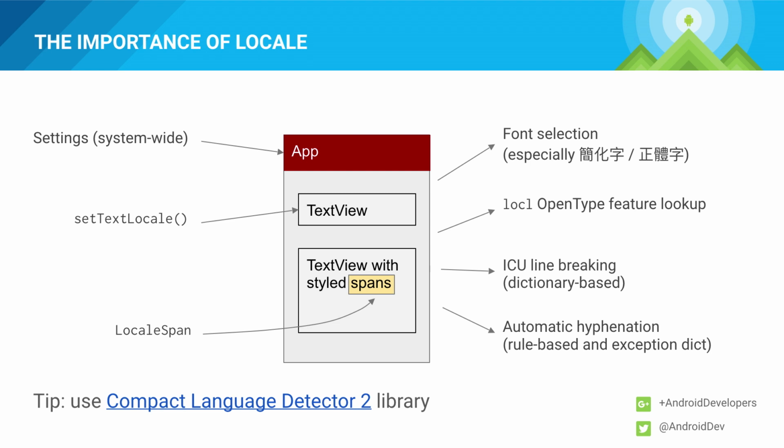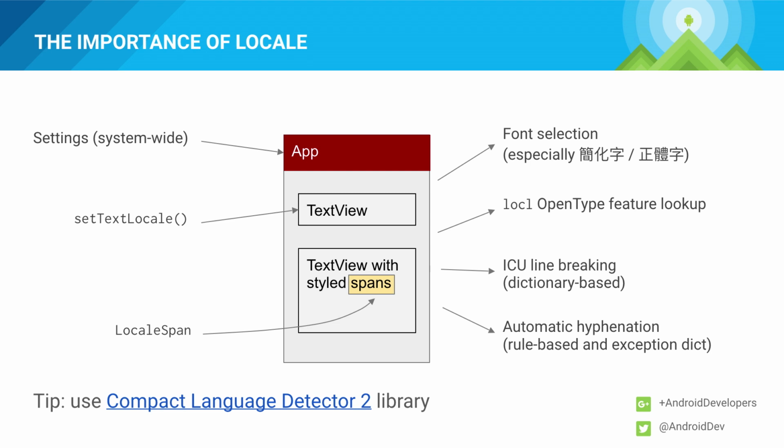And then there's this question: how do you know what the language is? Fortunately, there is an open source library. This is actually mostly developed by Google, but it's out there: the Compact Language Detector library, which is now in its second version. It's open source, and it's designed to be very performant, very fast. It's not a huge dependency to take on.